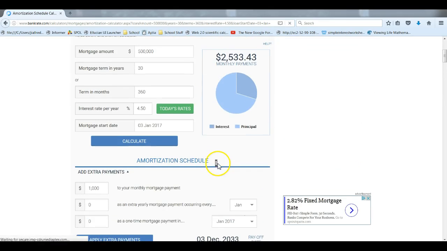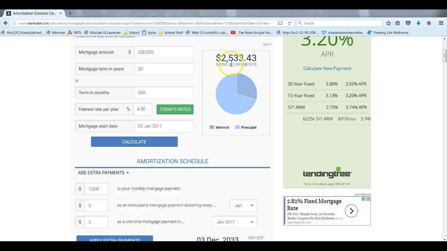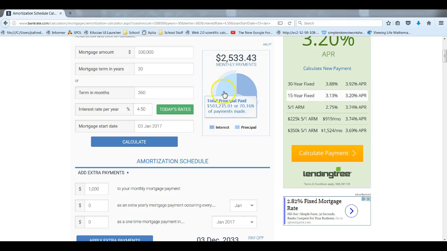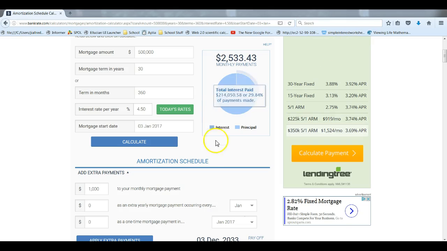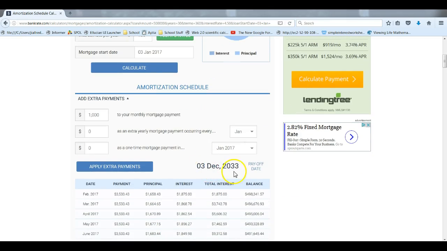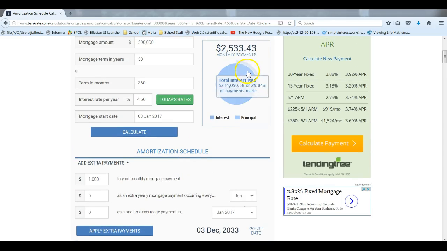Now I'll still say that the required payment up here is $2,500, but notice it shows a big difference in the percent of the loan and the interest. Plus it'll show you when you would pay that off. So if you change anything, make sure you hit one of these blue buttons so that it's recalculated. And you can always check the pie chart to see how that was affected.